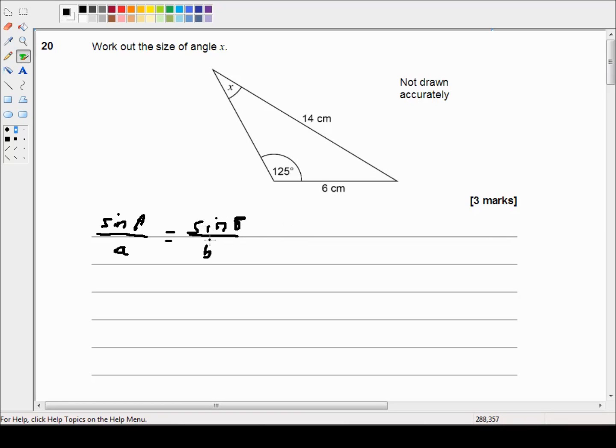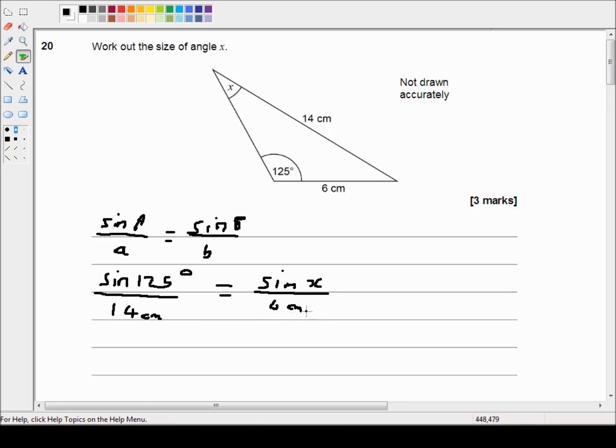So what we can say is that the sine of 125 degrees divided by 14 centimeters is equal to sine of X divided by 6 centimeters. I'll put the centimeters in.